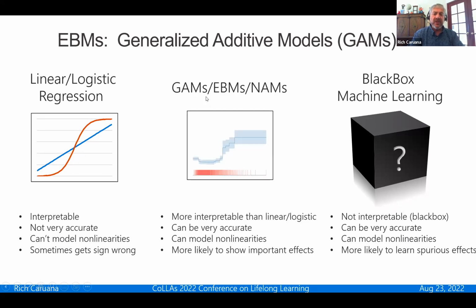In the middle, we have these things that are called generalized additive models. These were invented by Trevor Hastie and Rob Tibshirani at Stanford in the late 80s. Statisticians invented these before most of machine learning happened, before the internet happened, right? This has been around a long time.